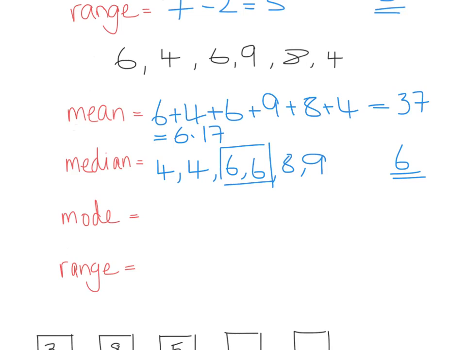So the mode is the number that appears the most. In this case, we've got 2 modes because there's 2 4s, there's also 2 6s, okay? In some questions, you might find there's no mode at all. In other words, no number appears more than once. And lastly, the range, which is the biggest number, take away the smallest. So the biggest is 9, the smallest is 4, so 9 take away 4 is 5.